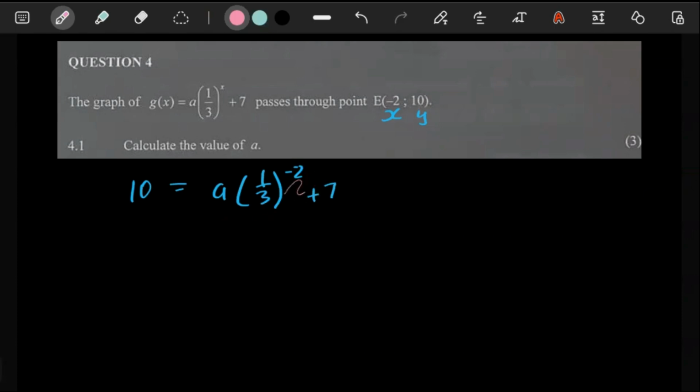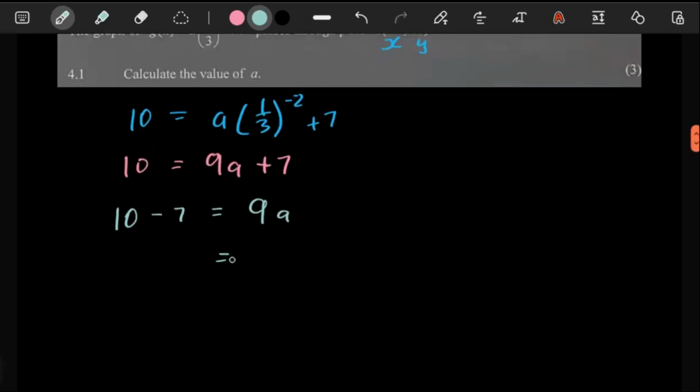Solving for a here, you can just use your calculator for this value here. In your calculator, 1 over 3, the whole thing to the power of negative 2, is going to give you a 9. How lovely. There's a 9a here, plus 7. And there's 10 over here, right? So the 7 can go over. 10 minus 7 is 3, so 3 equals 9a.